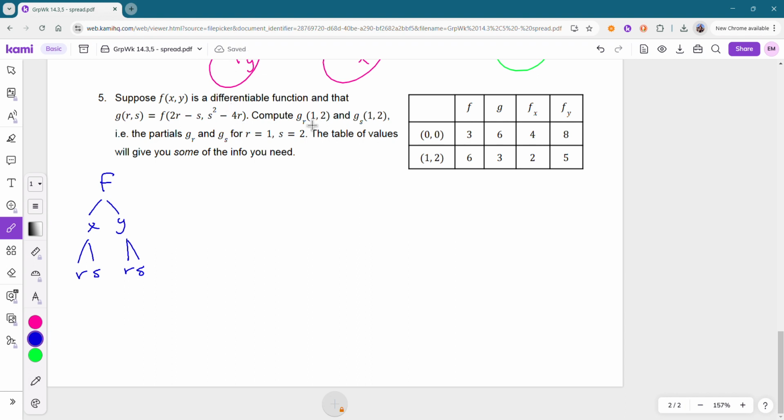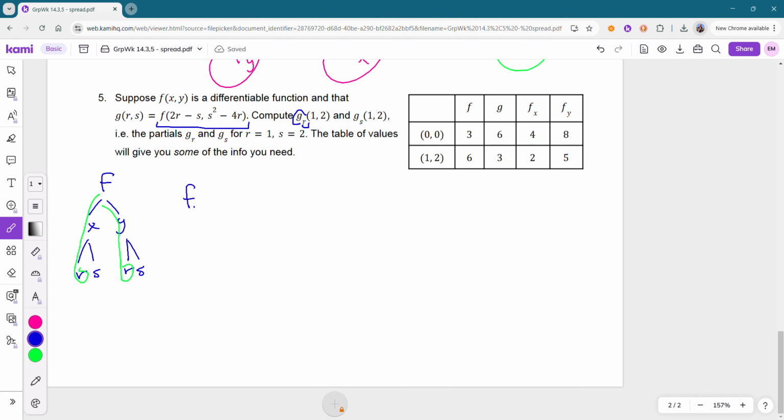And we want to compute the partial of g with respect to r and g with respect to s at the point 1, 2. Here, again, it's a little bit goofy, but this g function is just our composition. We're taking the partial of our composition with respect to, in this case, the parameter r to start. Using the chain rule, we just need to add up the two paths to our parameter, and we'll get our formula, and we can see how to use the information we're given to do that.